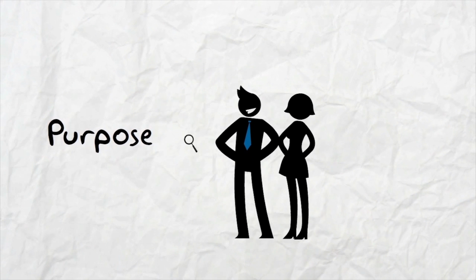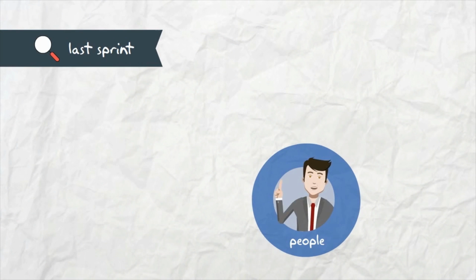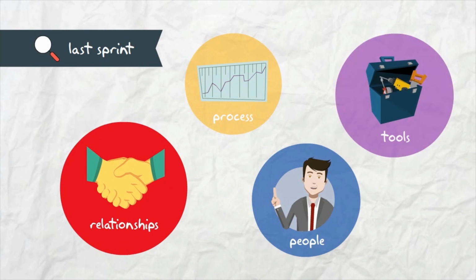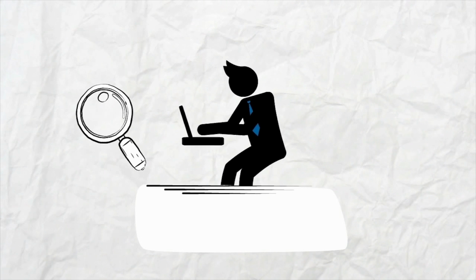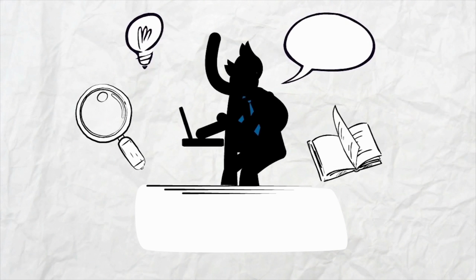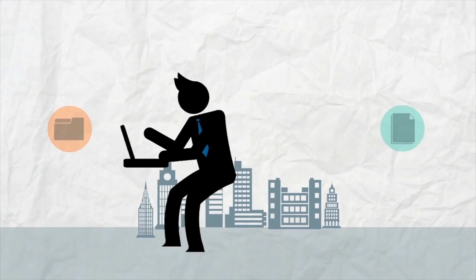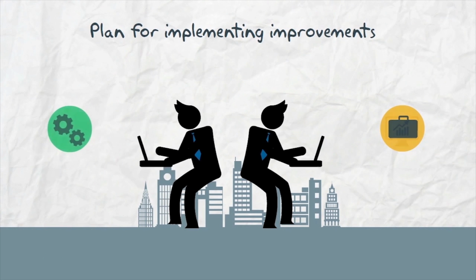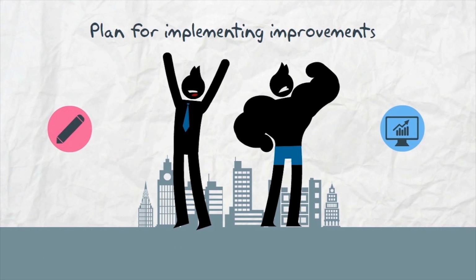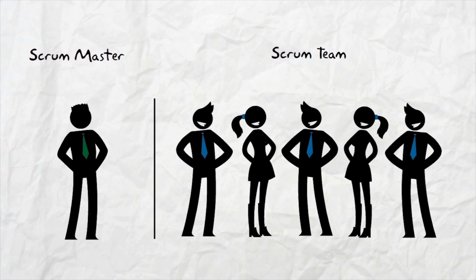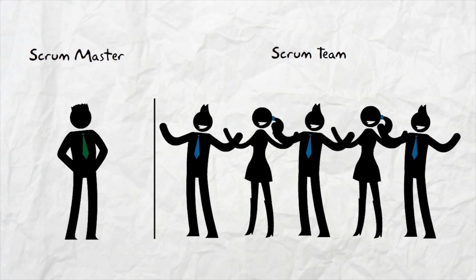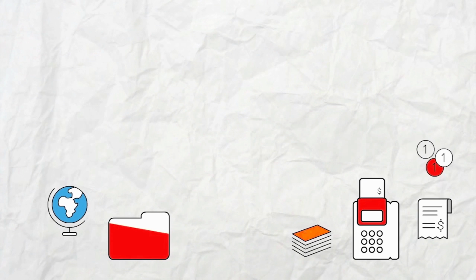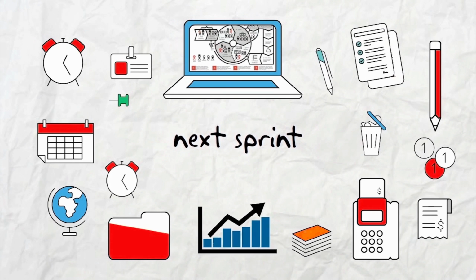The purpose of the Sprint Retrospective is to inspect how the last sprint went with regards to people, relationships, process, and tools. Identify and order the major items that went well and potential improvements. And create a plan for implementing improvements to the way the Scrum team does its work. The Scrum Master encourages the Scrum team to improve, within the Scrum process framework, its development process and practices to make it more effective and enjoyable for the next sprint.